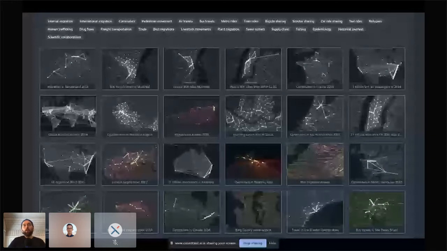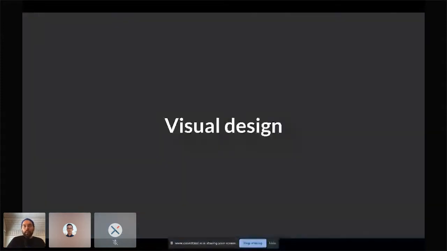Many are showing commuters. There are also migration data, bus, air travels, train travels, bicycle sharing systems. But there's also bird migrations data, supply chain, historical journeys, scientific collaborations. Very different phenomena can be described in this simple model. So I want to speak a little bit about the visual design decisions I made for Flowmap Blue.